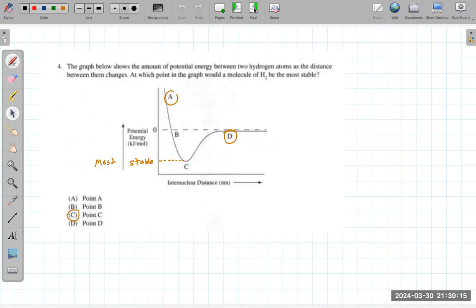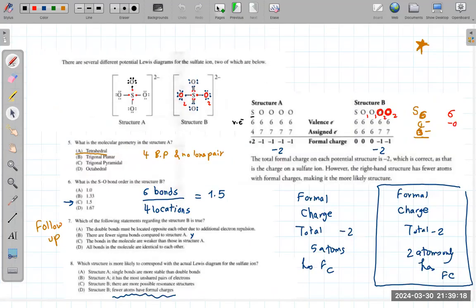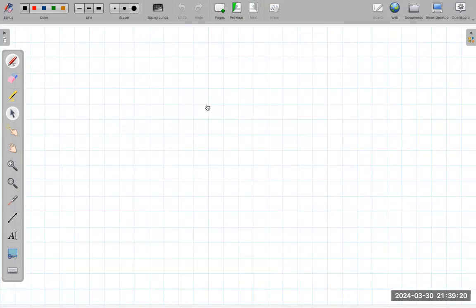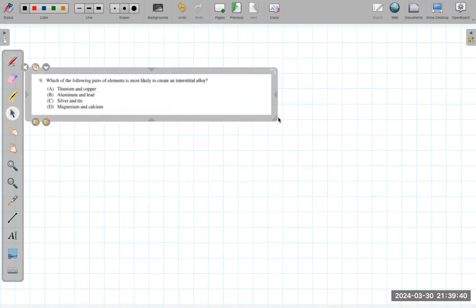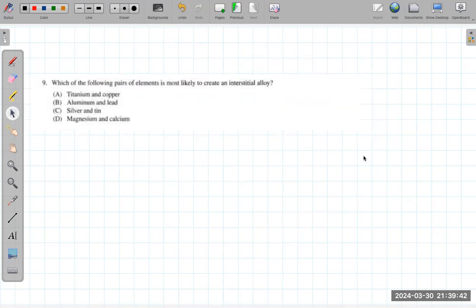Okay. طيب عندي كمان, next one is which of the following pairs of elements. You are always answering the AP questions برضه يا لينس. لازم يكون ديت ليها higher priority برضه. Okay. Which of the following pairs is most likely to create an interstitial alloy?